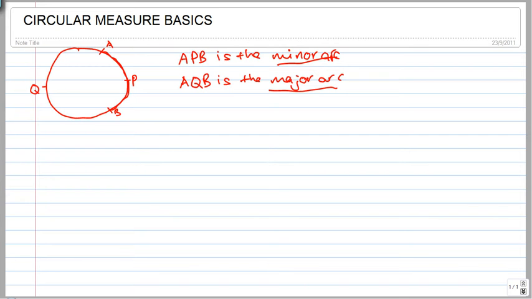So this is arcs that we are talking about. So remember, an arc is a part of the circumference of the circle. The second thing you need to know is what is a sector.